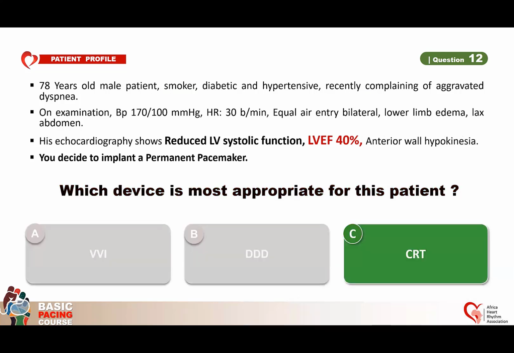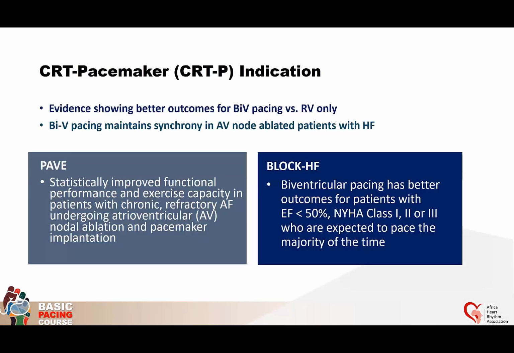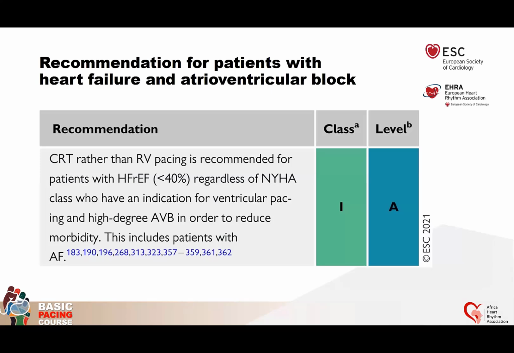Yet we will choose again CRT, and that is based on the results from large studies, the PAVE, the Block HF, who studied patients with ejection fraction less than 50%, regardless of their NYHA class, who are expected to be paced the majority of time, an RV pacing of more than 60% of the time. This patient would benefit more with the biventricular modality rather than the RV-only pacing and its deleterious effect on the LV function. And this is a class 1A indication from the latest guidelines.